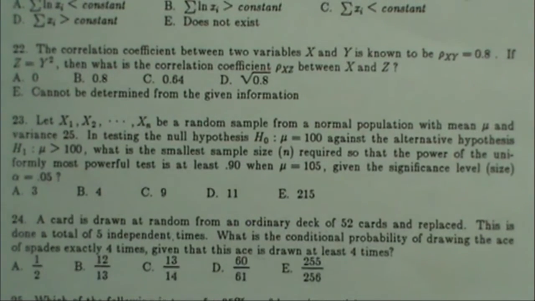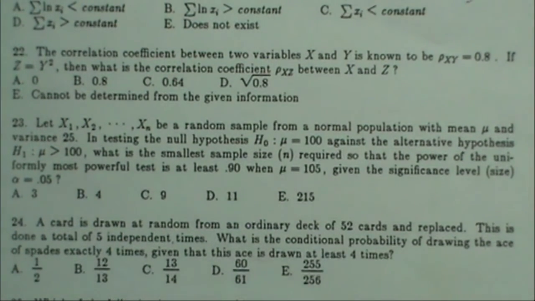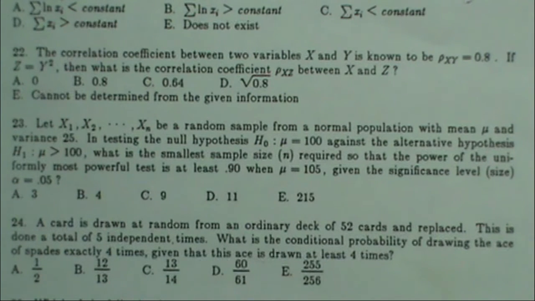Number 23, let x1 through xn be a random sample from a normal population with mean mu and variance 25. In testing the null hypothesis that mu is 100 against the alternative hypothesis that mu is greater than 100, what is the smallest sample size n required so the power of the uniformly most powerful test is at least 0.9 when mu is equal to 105, given that the significance level is alpha equal to 0.05.